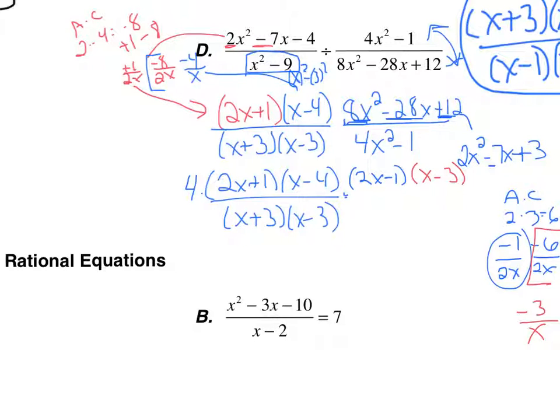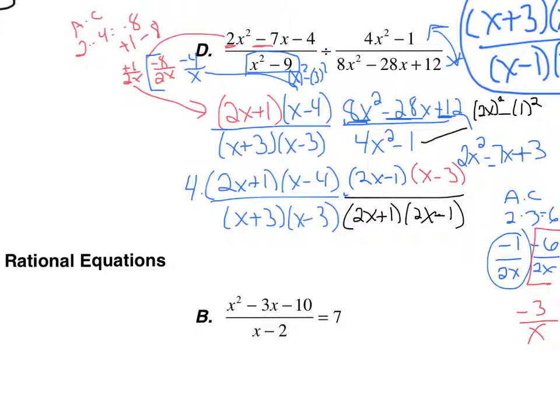And then I can look at the denominator. 4x squared minus 1 is really 2x squared, because 2 times 2 is 4 and x times x is x squared, minus 1 squared. So that's the difference of squares. So I have 2x plus 1 and 2x minus 1.